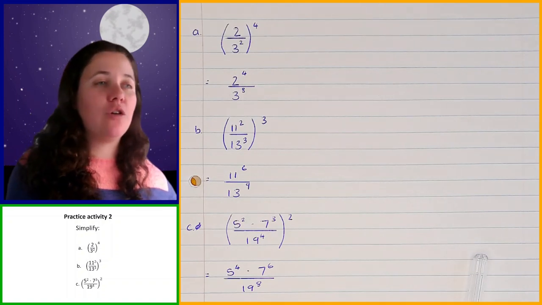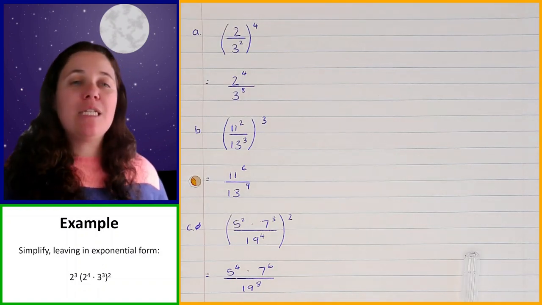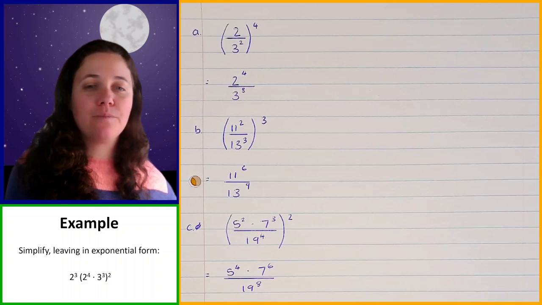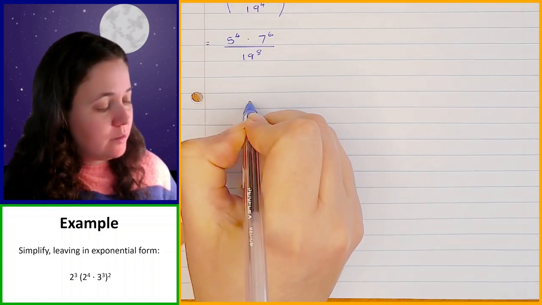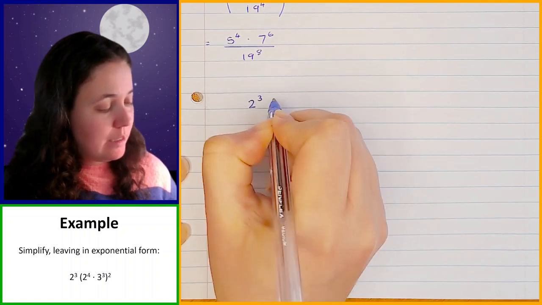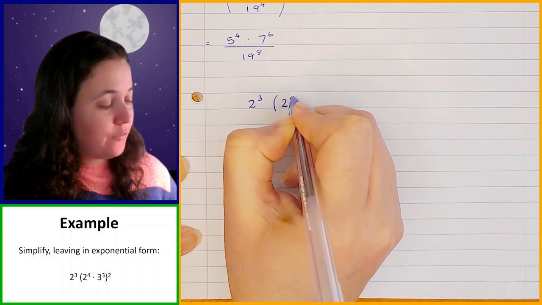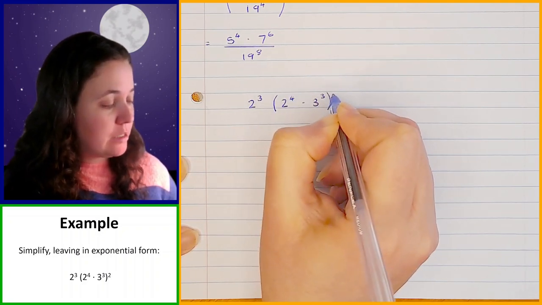Okay, so now let's go on to the last example that I'm going to do with you. Now, in this case, we've got a little bit more happening. So in this example, I have got 2 cubed, and then in brackets, I have 2 to the power of 4 multiplied by 3 cubed, squared.